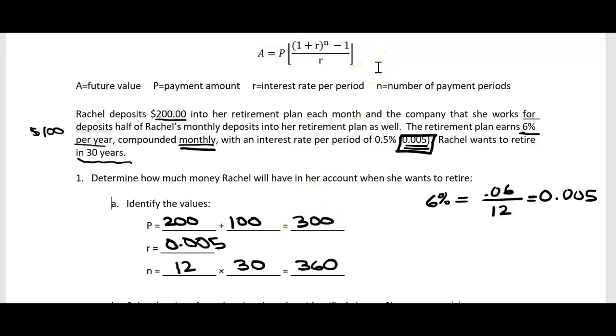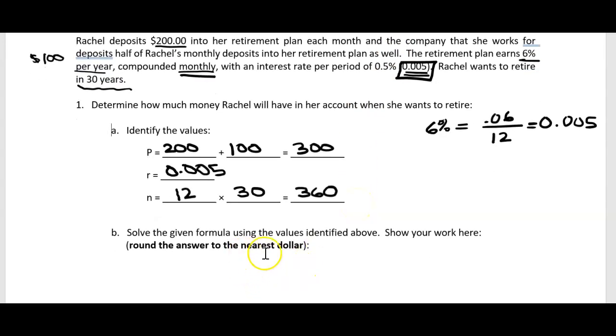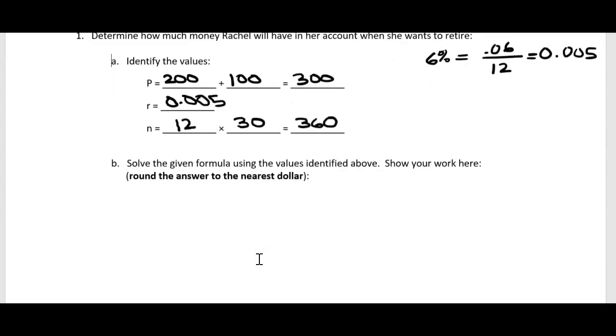And then you'll get a lot of digits on your calculator, but notice that it says it wants you to round to the nearest dollar. Make sure you're rounding to the nearest dollar, not the nearest cent on this. A lot of times with money we do the nearest cent.